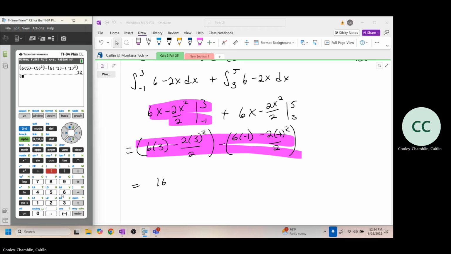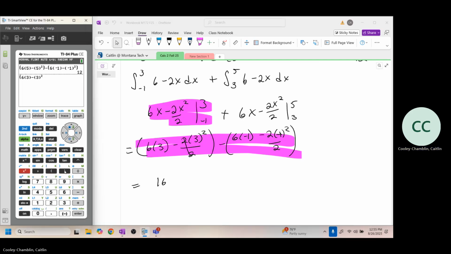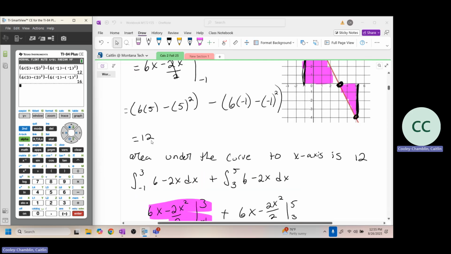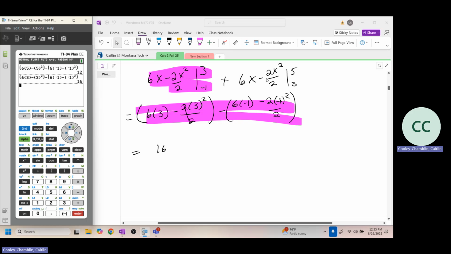So notice 6 times 3 minus, I'm going to cancel out the 2's, minus 3 squared, close my parentheses, minus 6 times -1 minus -1 squared, if I typed in everything correctly. 16. Well, that's higher than our area. Our area was 12. So let's see what happens when we type in this piece.